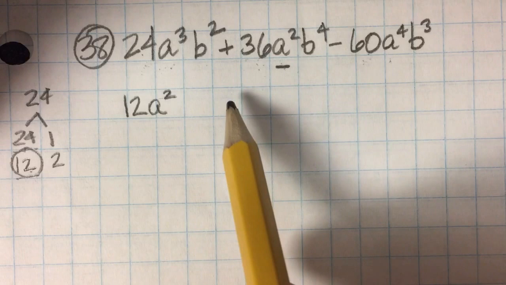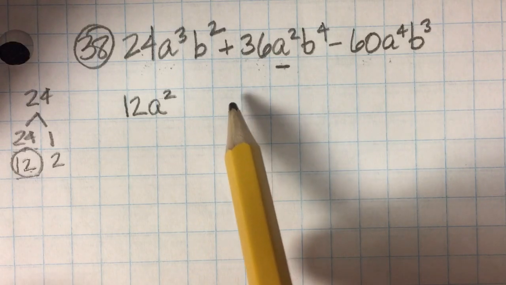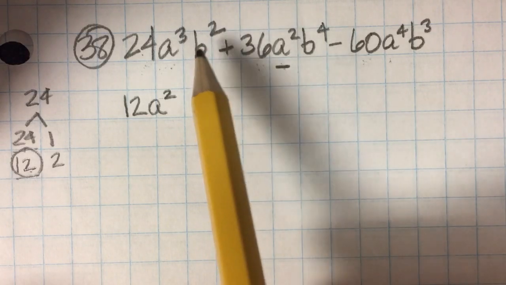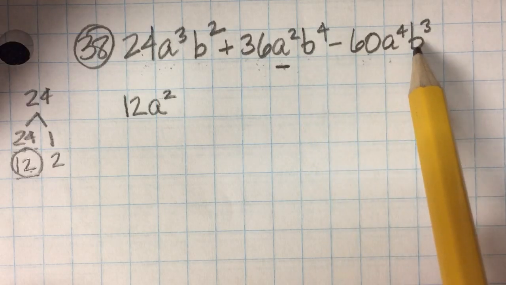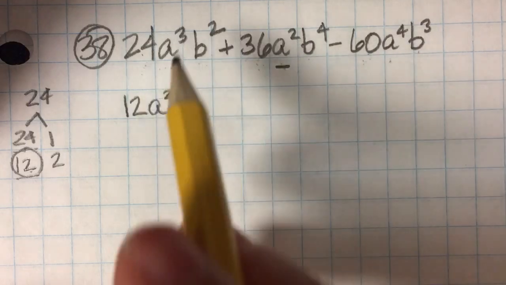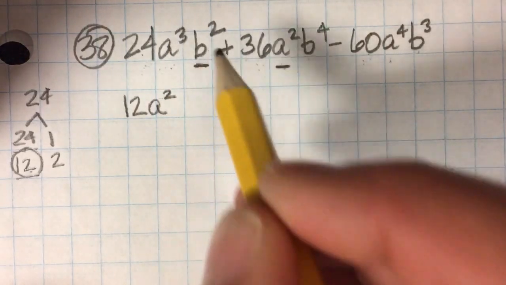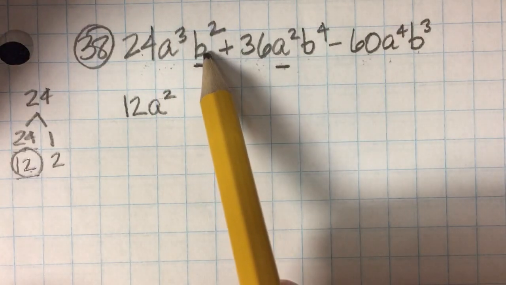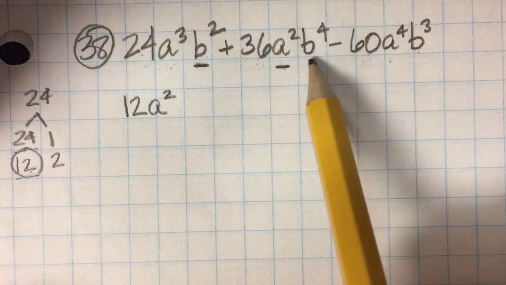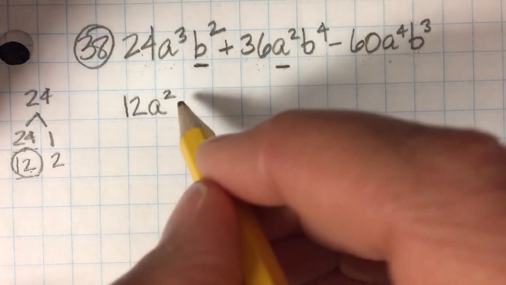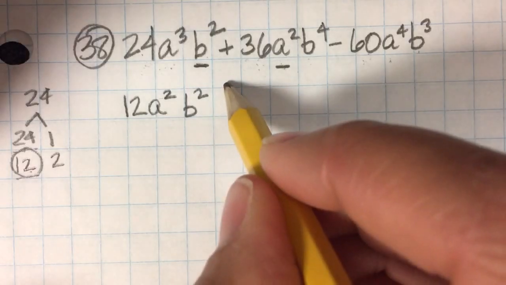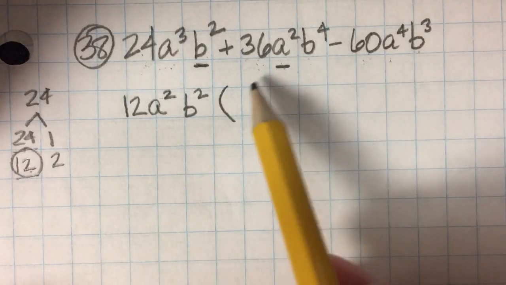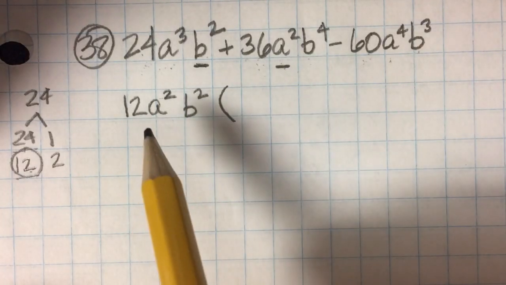So now we've done the A, so we're going to look at the B value. I've got B squared, B to the 4th, and B cubed. The smallest one is B squared. That is the largest number of B terms present in all three. So I'm able to take out B squared. Now I'm ready to see what I'm left with once I remove these factors.